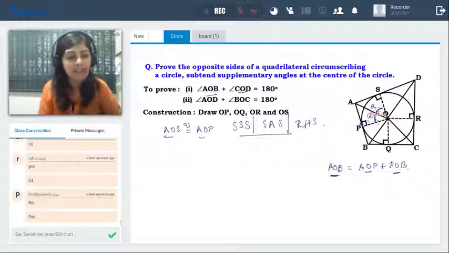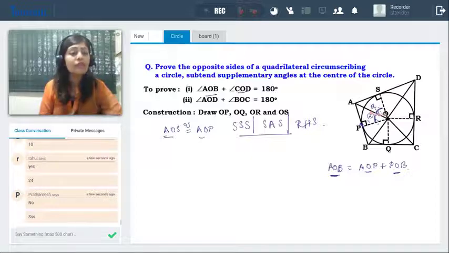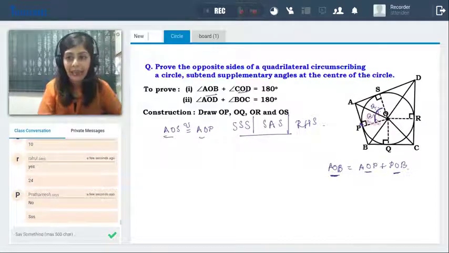Students, whenever you get equal angles, it's best to give them a variable, just for simplicity. It's not a compulsory rule or anything. But for simplicity, name them as A, A.